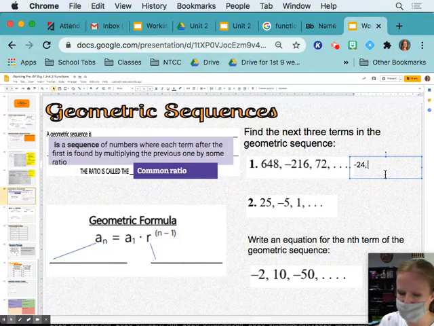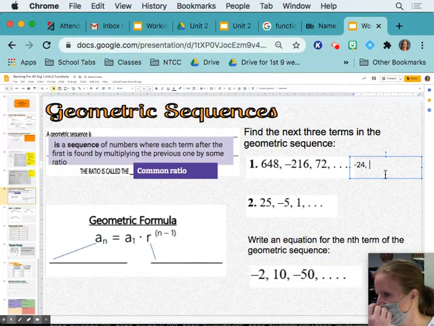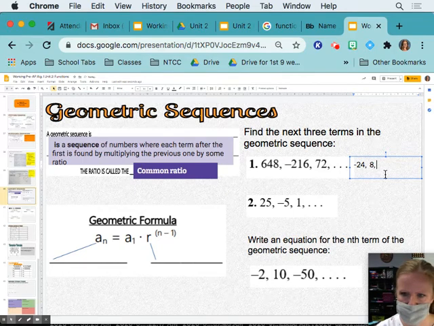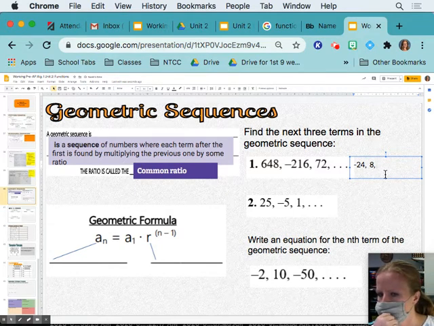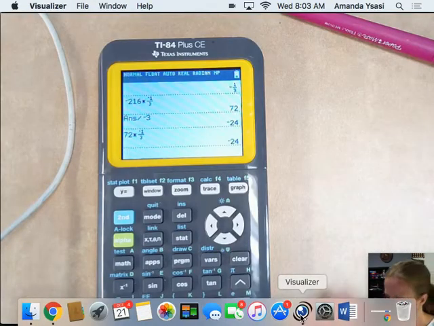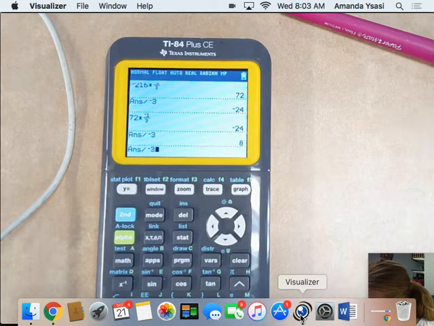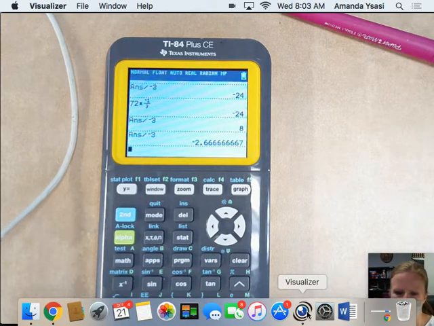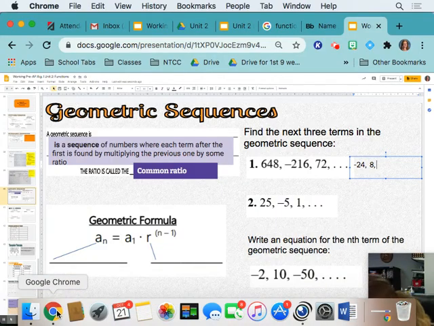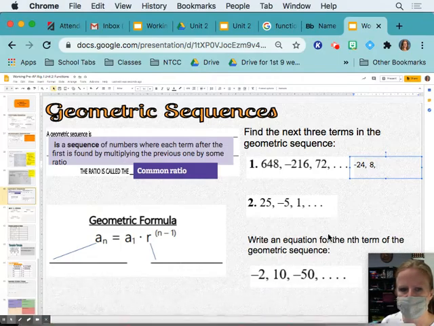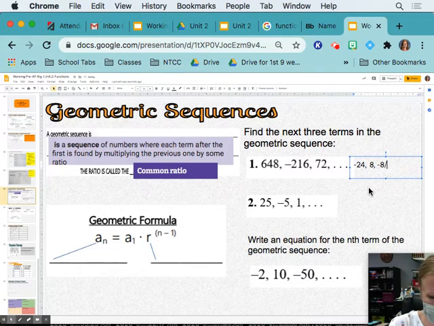Divide by negative 3, and what do we get? Negative 24 divided by negative 3. 8, yeah. Then we need one more. 8 divided by negative 3. It's a fraction, isn't it? So divide by negative 3. Negative 2.6 repeating. Or we can leave it as, hit math frac, negative 8/3. So negative 8/3.